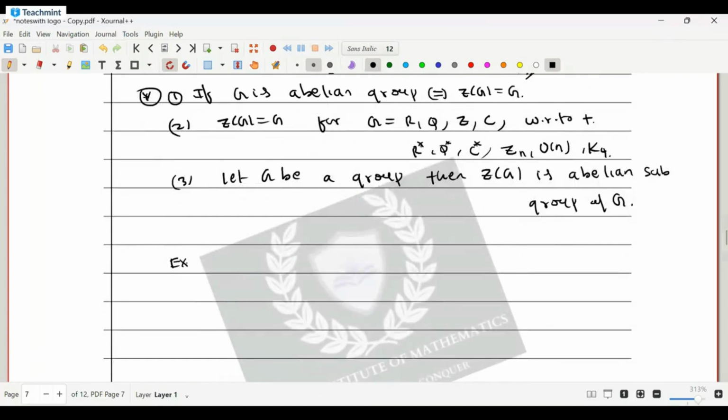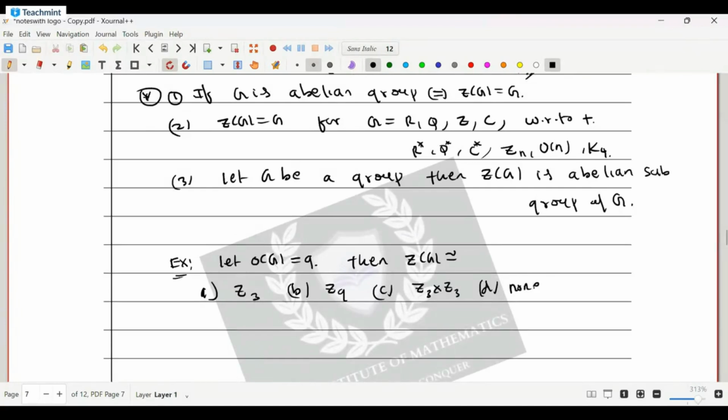Example. Let the order of G be equal to 9. Then Z of G is isomorphic to dash. Options are: option A, Z3; option B, Z9; option C, Z3 cross Z3; and option D, none.